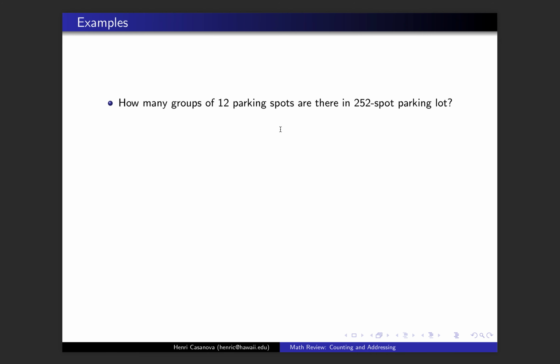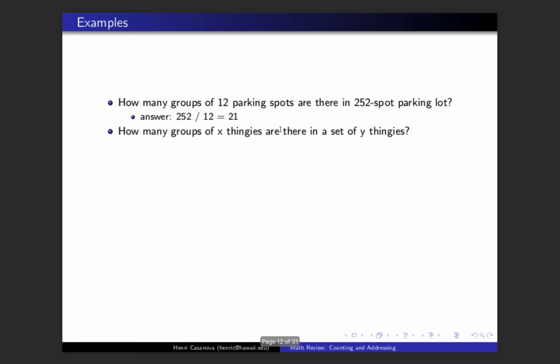If I say how many groups of 12 parking spots are there in a 252 spot parking lot, right? I'm using parking lots as an example. There could be many other examples, crates of oranges, just to make it clear that this has really nothing to do with computer memory. It's just about counting things. And the answer to that is 252 divided by 12, which happens to be 21. I picked numbers that divide evenly in this case.